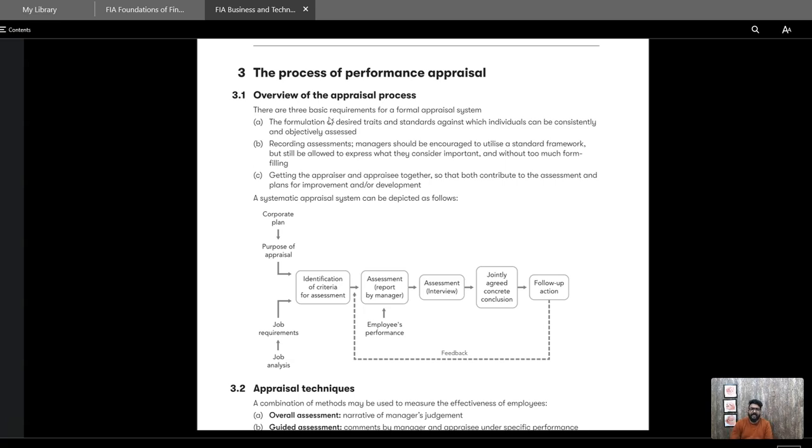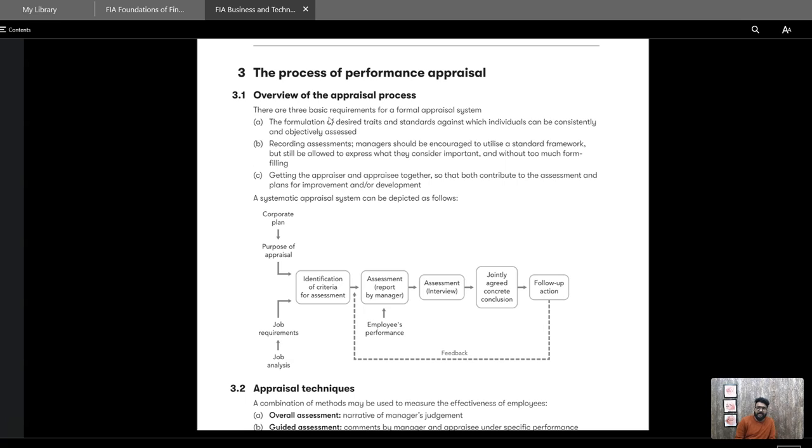Recording assessment: managers should be encouraged to utilize a standard framework but still be allowed to express what they consider important. So managers have the right to utilize a framework and they have to consider the importance, without too much form filling. Last one, getting the appraiser and appraisee together so that both contribute to the assessment and plans for improvement and development. So if I am the person who is appraising that particular person, we have to get both on board and talk directly to each other and identify, okay, this is the problem with this person or that person, etc.